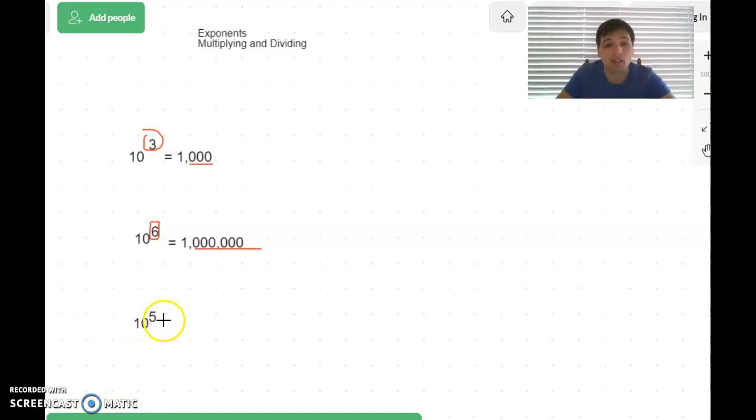Okay, we're back. We know that 10 to the 5th power, I have a 5 right here, which means I have 5 zeros, so I have my 10, that's 1 0, then 2, 3, 4, 5. Please ignore my extra little commas. So that's how we talk about exponents.